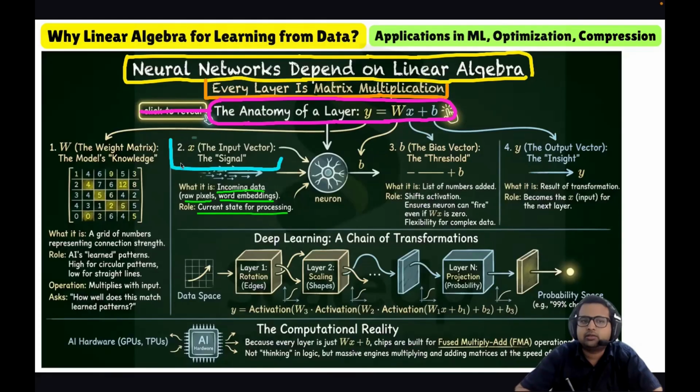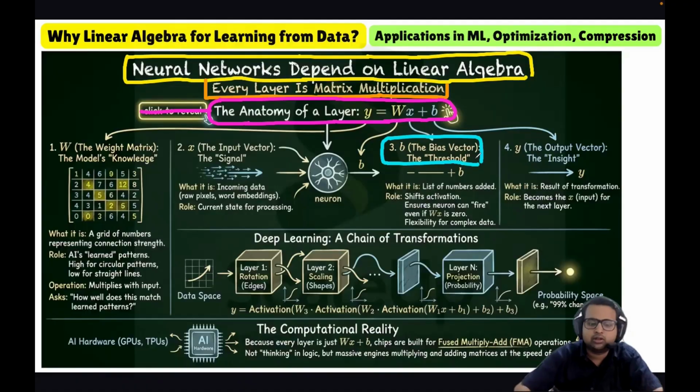Now, in this linear equation, we have small b, which is the bias vector. The bias vector is the threshold. It is basically a list of numbers which are added after the multiplication. When we multiply the weight matrix with the input vector x, we also add the values of the bias vector.